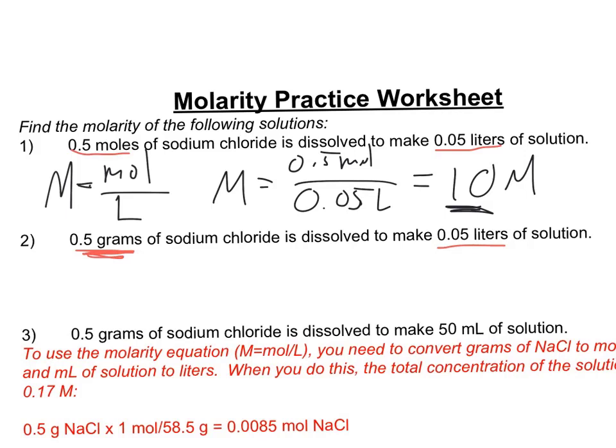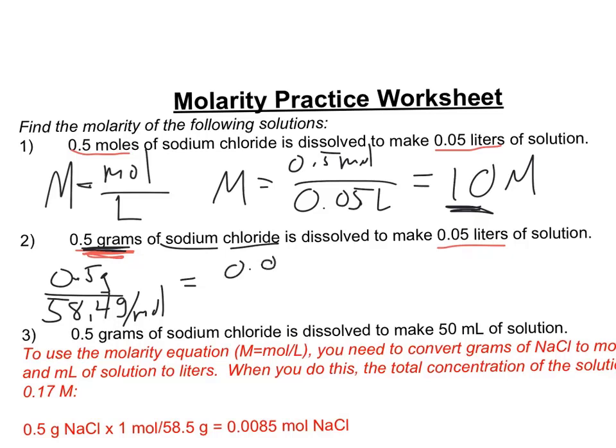So this means we have to do an extra step in this particular problem, because we need moles and we don't have moles, but we do have grams, 0.5 grams, and in order to convert from grams to moles, we divide by the molar mass. You would find this, if you needed it, by going to the periodic table, looking up sodium and chlorine, adding their two masses together, and it comes out to 58.4. So the first step is converting the grams that you were given to moles, and that comes out to 0.0086 moles. Okay, so 0.5 grams is equal to 0.0086 moles.